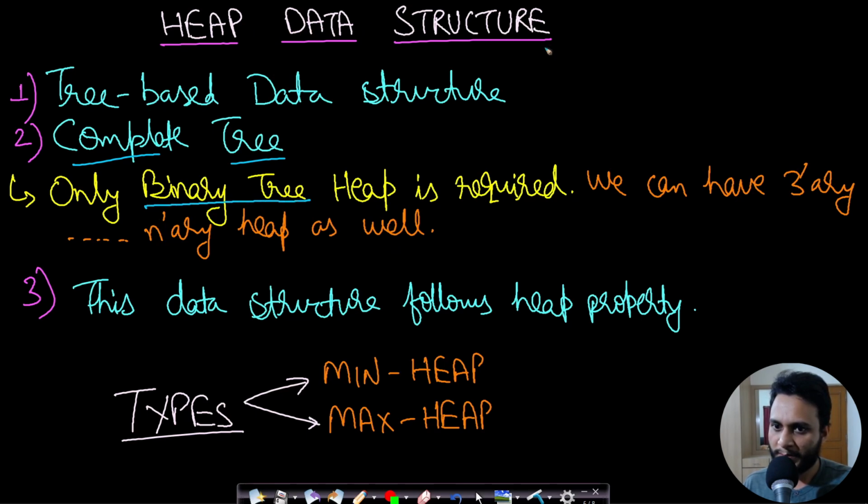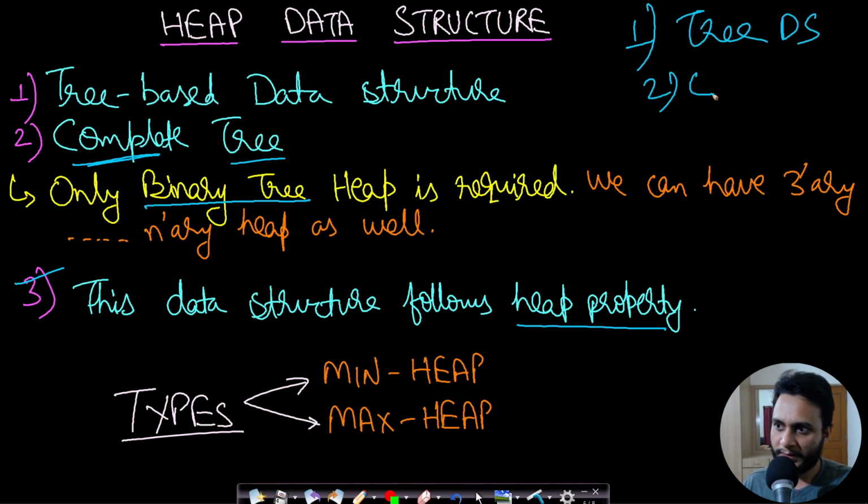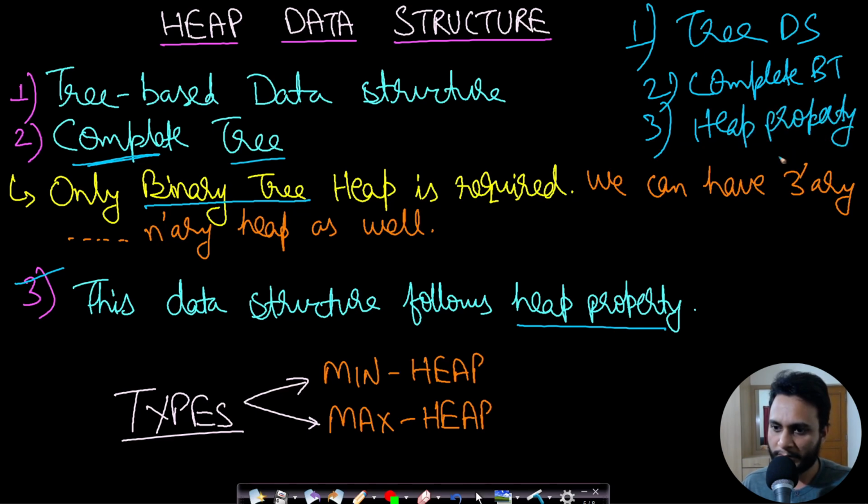So what is a heap data structure now? It should be a complete binary tree, okay, and this is a tree based data structure. Third point is that heap property must be followed by this tree based data structure, which is a complete binary tree, okay. So first thing is that this is a tree DS. Second thing is that it is a complete binary tree, okay, and the third thing is that it should follow the heap property. So these are the 3 things which you should remember.